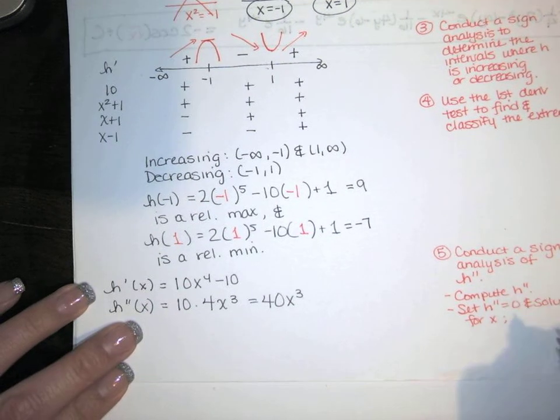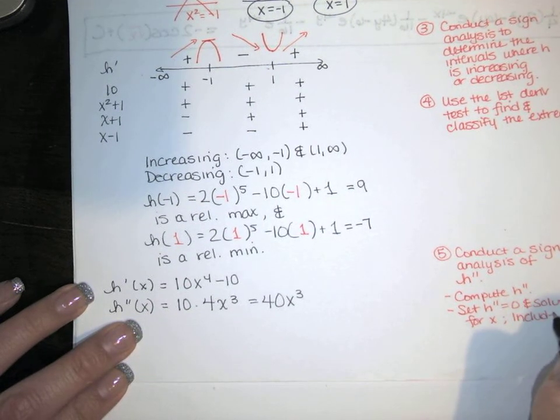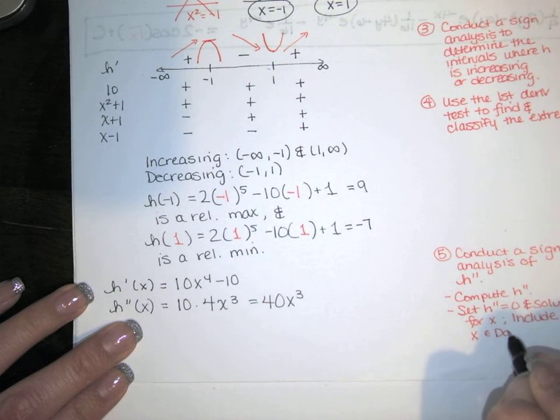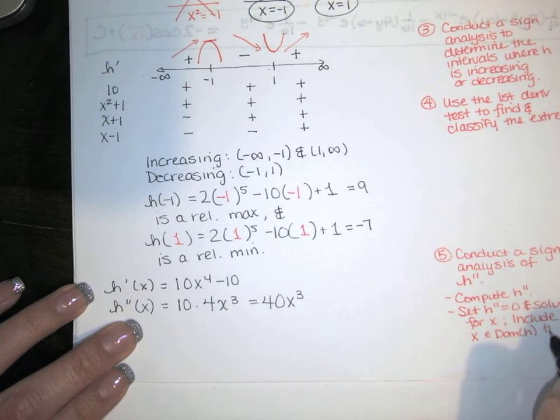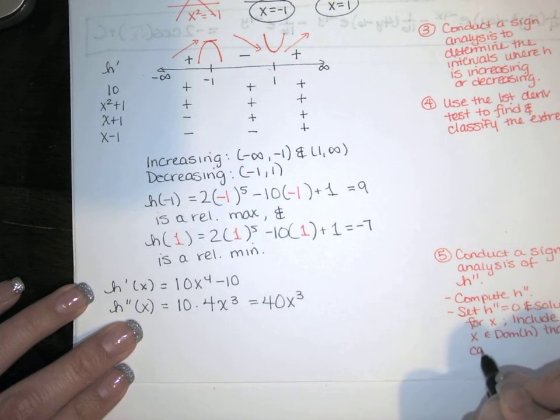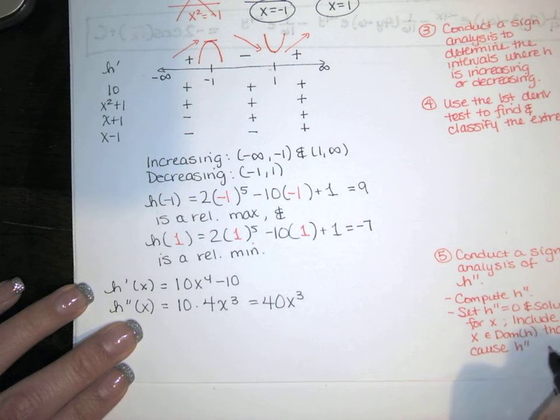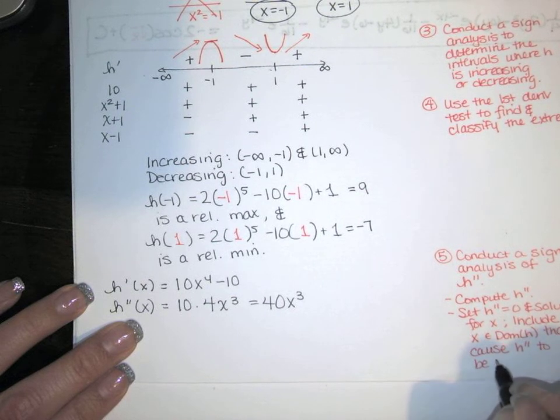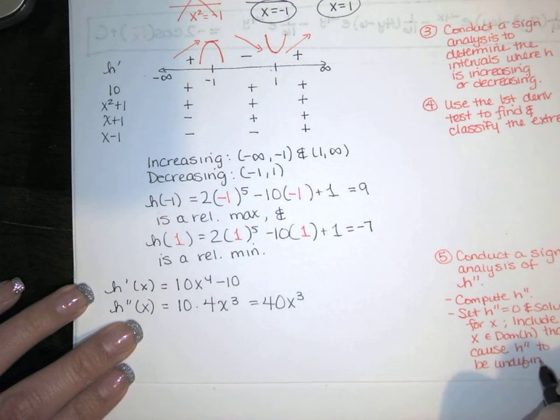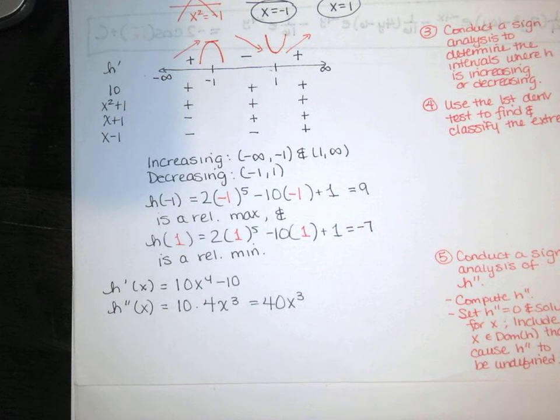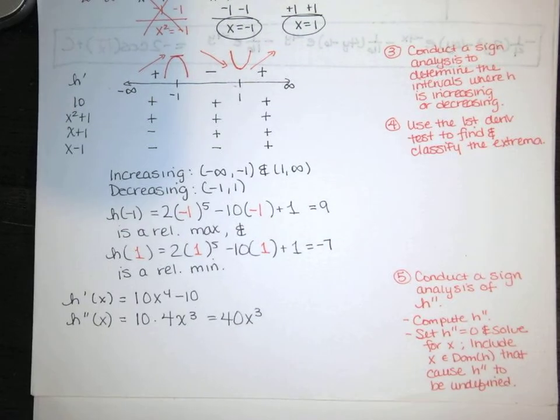And then you also want to include x values in the domain of h that cause the second derivative to be undefined. Those need to be on your number line as well. And actually, we also need x values where the original function has asymptotes and things like that. So if the original function was undefined, those would also have to be on the number line.